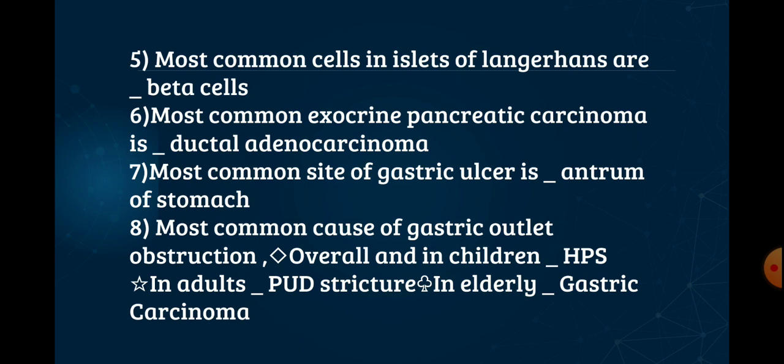hypertrophic pyloric stenosis. It is the overall most common cause in children, and in adults it is peptic ulcer disease induced stricture, one of the complications of PUD. And in the elderly it is gastric carcinoma. In the elderly, most of the scenarios are of carcinoma, as also seen in colorectal cancer. Bleeding, most common cause is colorectal cancer in old age, and in gastric outlet obstruction, it is gastric carcinoma if old age is given. So these all are paired together so you don't confuse them.